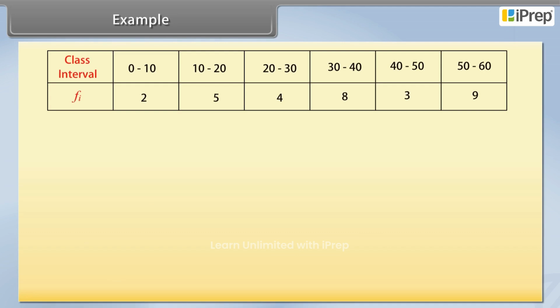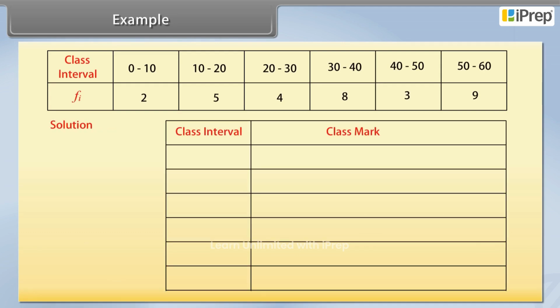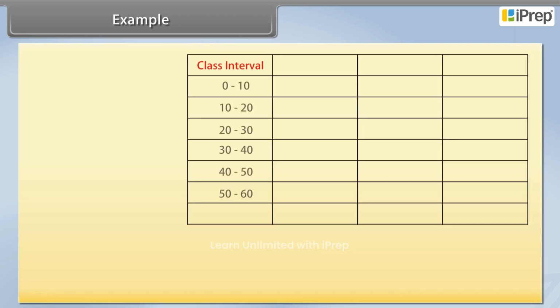Find the mean of the given data. Solution. First, we find the class mark of each class interval by using the formula class mark equals upper class limit plus lower class limit divided by 2. In the first column, we have written the class interval, and in the second column, we have written the frequency of the respective class interval. The sum of the frequencies is 31.